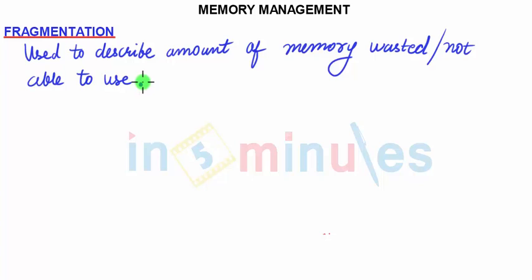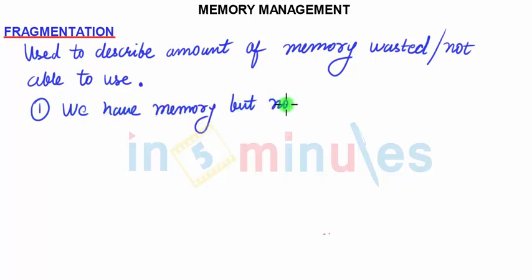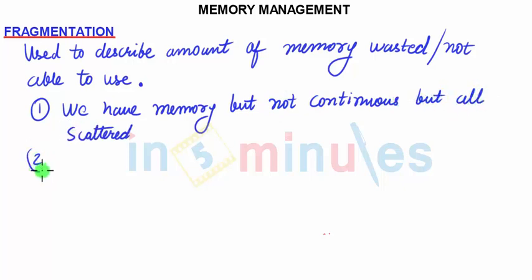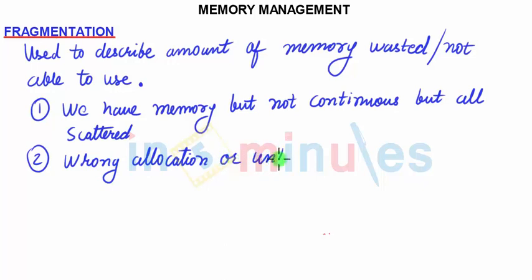Why does this happen? Two possibilities. Number one, we have memory but it is not continuous, it is all scattered. Second, due to wrong allocation or unfit allocation. So after understanding what fragmentation is, let's try to see the types.